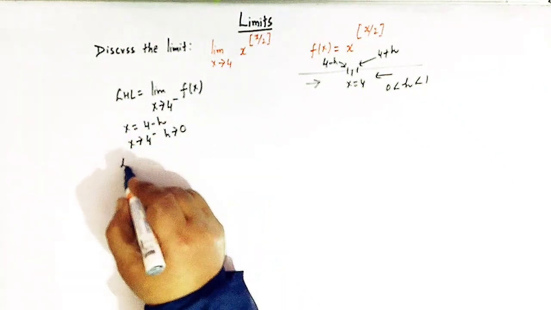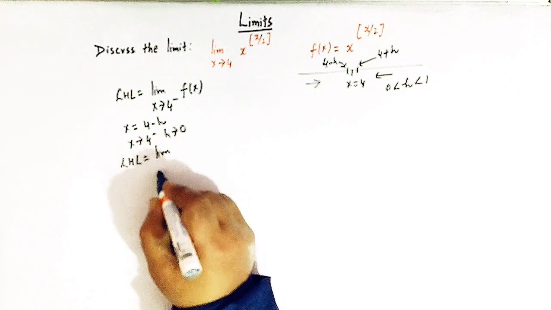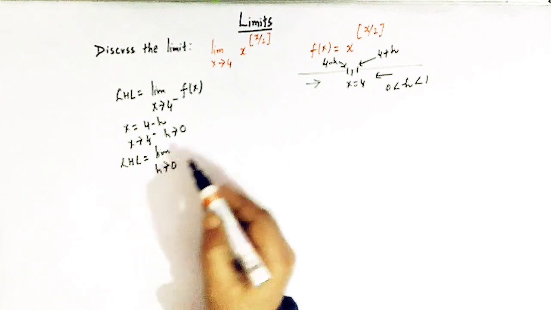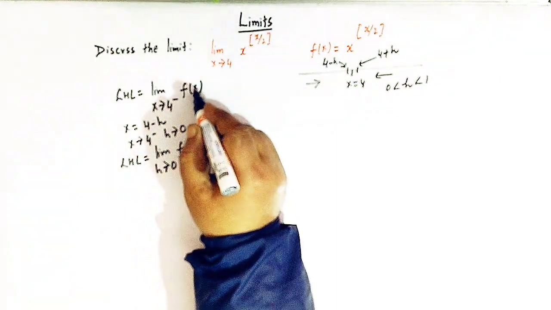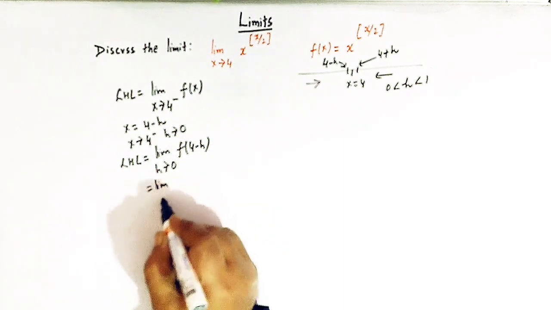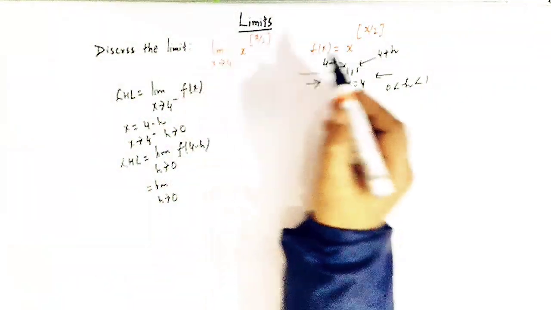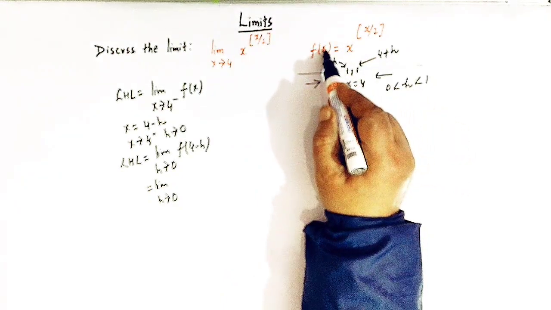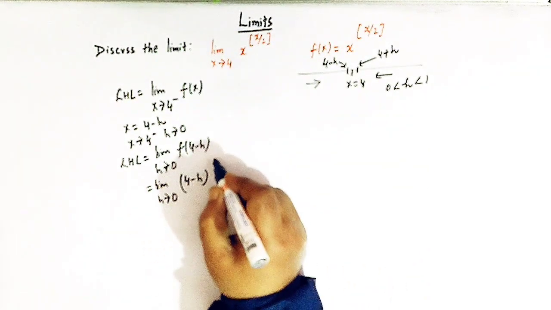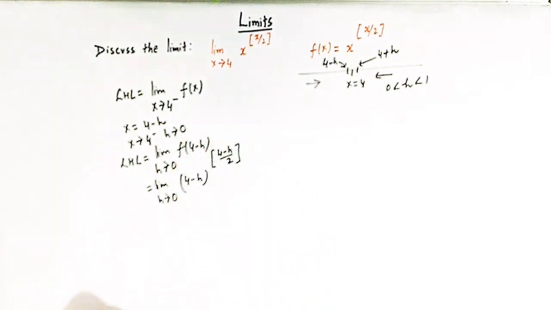So now writing the left hand limit in terms of h, we have limit h tends to 0. Now for x tends to 4, we have h tends to 0, and here we have x is equal to 4 minus h, right? Okay, so now we have limit h tends to 0, and f of 4 minus h may be written by replacing x by 4 minus h, right? So we have 4 minus h raised to the greatest integer of (4 minus h) over 2, right?